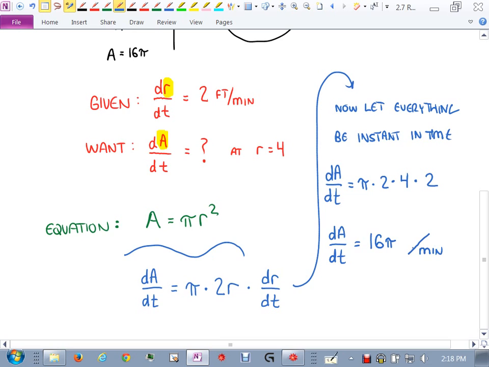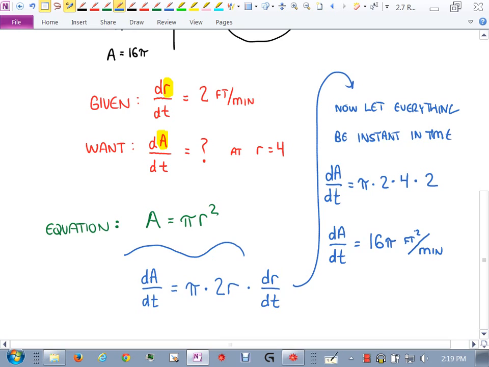The question is, what's the top? Well, it's the area, right? How do we measure area? Units squared, right? Feet in this question, so just feet squared per minute. If we were to put in the units, it'd be the same thing. I just think sometimes it gets tedious to carry the units along the whole way. At exactly the instant that the radius is 4 feet, the area at that instant would be increasing at 16 pi square feet per minute.